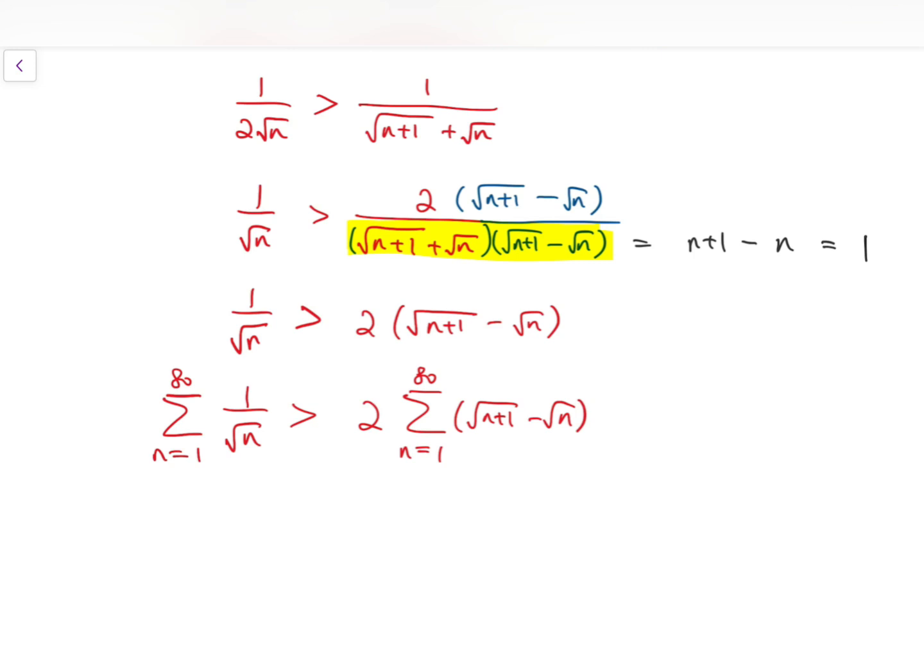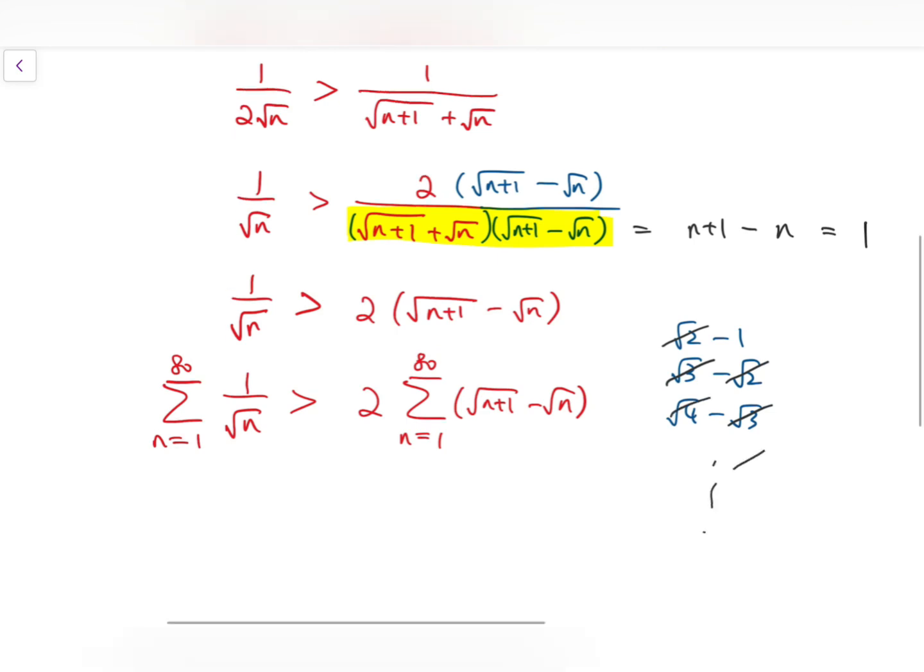But the right side is now a telescoping sum, because, for example, the first term is root 2 minus 1. And for the second term, we have root 3 minus root 2. You can see that the root 2 cancels out. For the third term, we have root 4 minus root 3. And the root 3 cancels out. This is what we mean by telescoping.